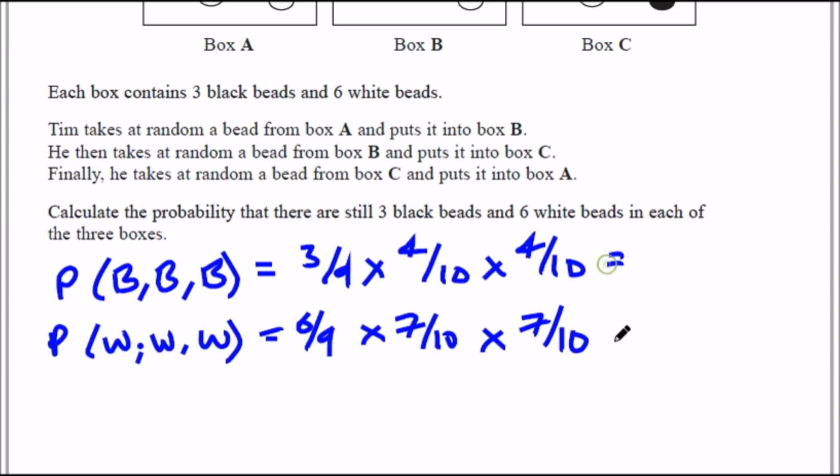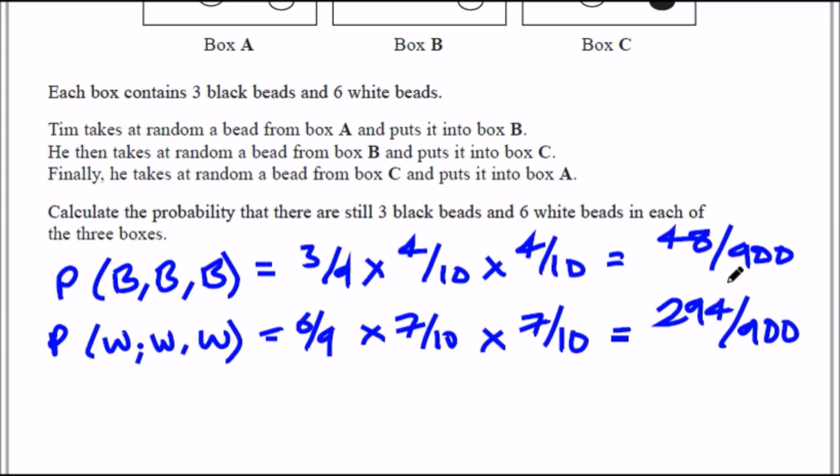So calculating this one, I'm just going to do it roughly. 3 times 4 times 4. So 4 times 4 is 16, times 3. Oh, I should be able to do this mentally. It should be 48, I believe, over 10 times 10 times 10, which is 1000. Actually, 900. So that's 48. And this one, 6 times 7 times 7 should give us... I'm using a calculator. So 294 over 900. And then you just add up these 2. So add them up will give you your total.